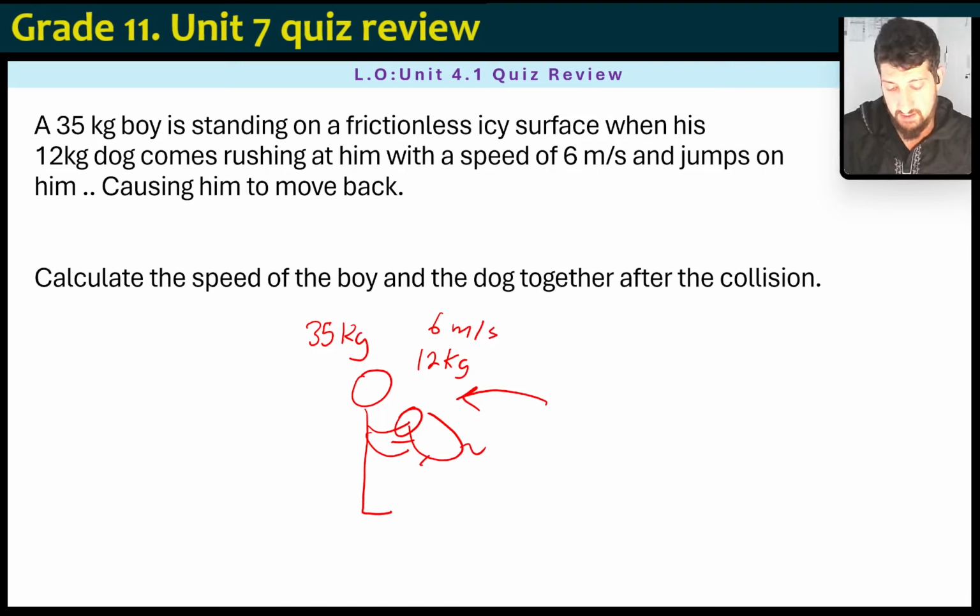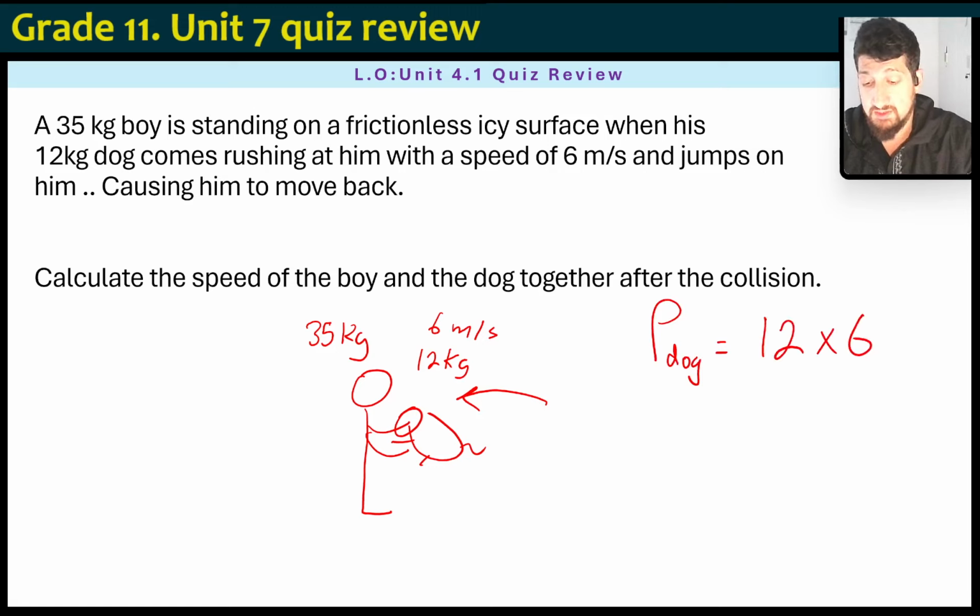So here's where the conservation of momentum comes into play. Remember, momentum before equals momentum after. What was the momentum of the boy standing by himself before? 0, because momentum is equal to mass times velocity. If he's not moving, then his momentum is 0. So the only thing that has momentum is the dog. The dog's momentum is P of dog, equal to mass times velocity, 12 times 6, which is equal to 72 kilograms meters per second.